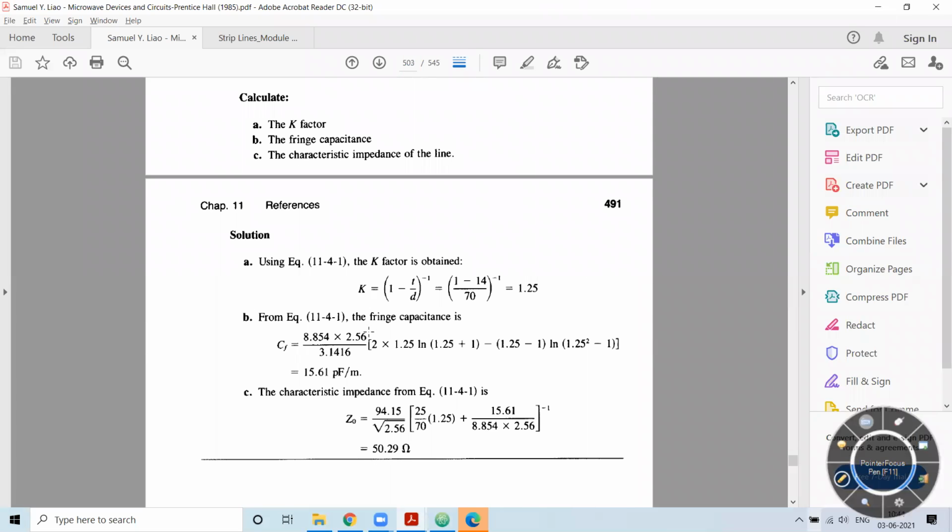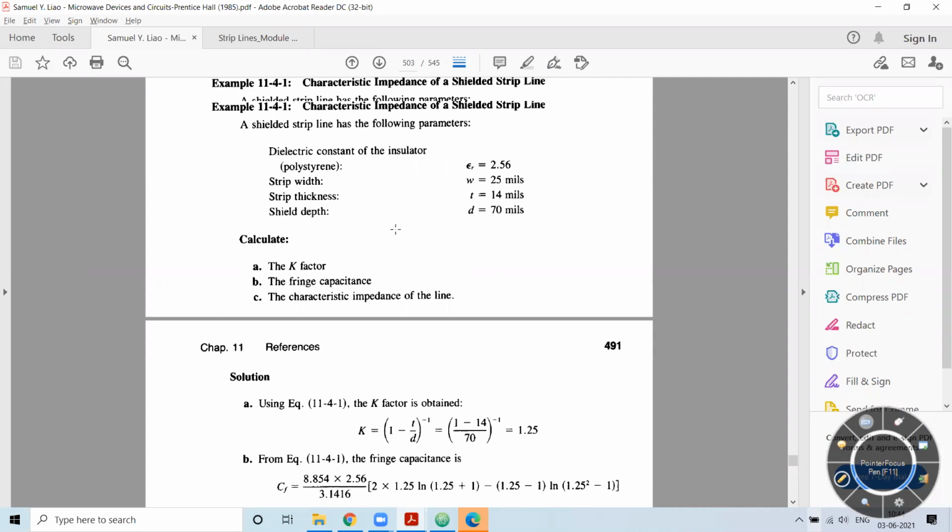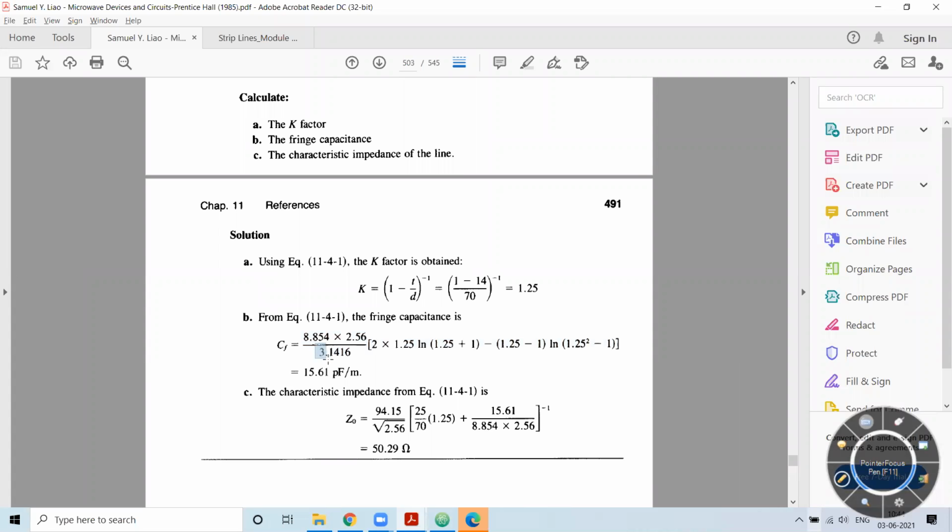When I use that equation and substitute the parameters, it is 8.854 into epsilon r. Epsilon r is how much? 2.56, divided by pi. Instead of putting pi directly, you can substitute its value, that is 3.1416, into 2 into the k factor, that is 1.25, into natural log of k plus 1 minus k minus 1 natural log of k square minus 1. When you substitute and simplify this equation, you will get 15.61, and the unit will be 15.61 picofarad per meter.